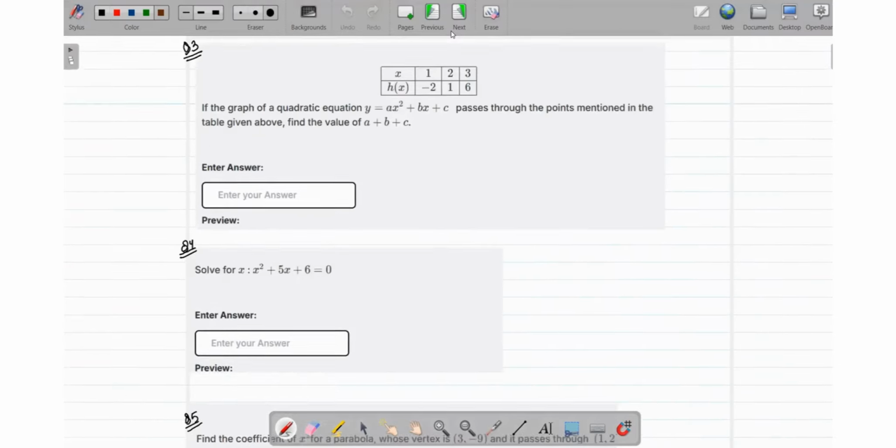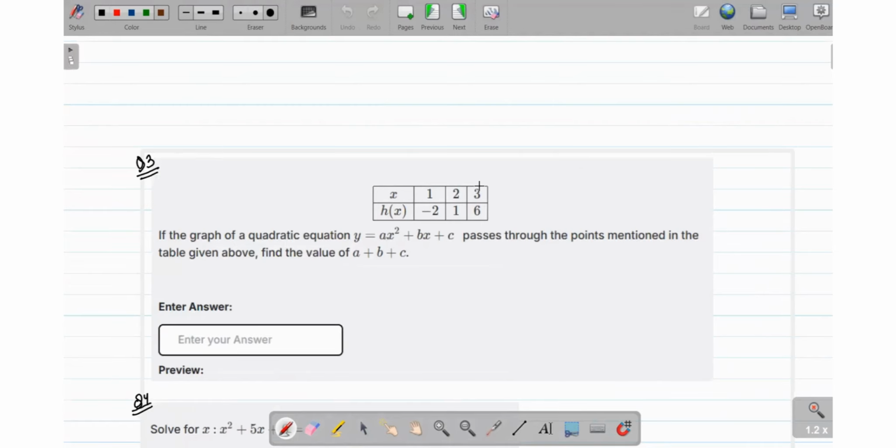Let's start with question number 3. Again, we will be using the table feature of Desmos here. So I'm giving you all 1 minute to solve this question on your own. Then I'll help you. Now you can pause this video and skip ahead if you want. Let's see how to do this question on Desmos.